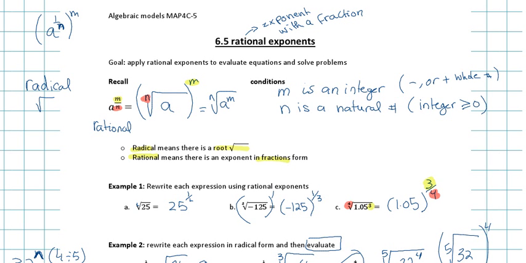Now, A, which is your base, has to be greater than or equal to 0 if n is even. Now, why is this true? Why is this one of the rules? A has to be greater than or equal to 0 if n is even.